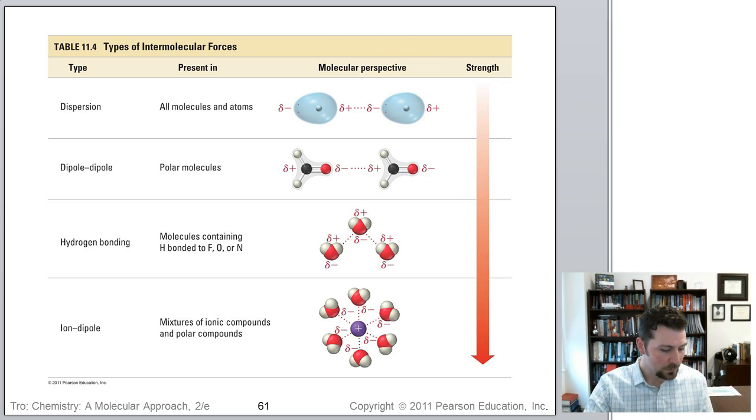So here's table 11.4, which you'll find at the bottom of page 495, and notice the strength is increasing as you move down for these different types of intermolecular forces.